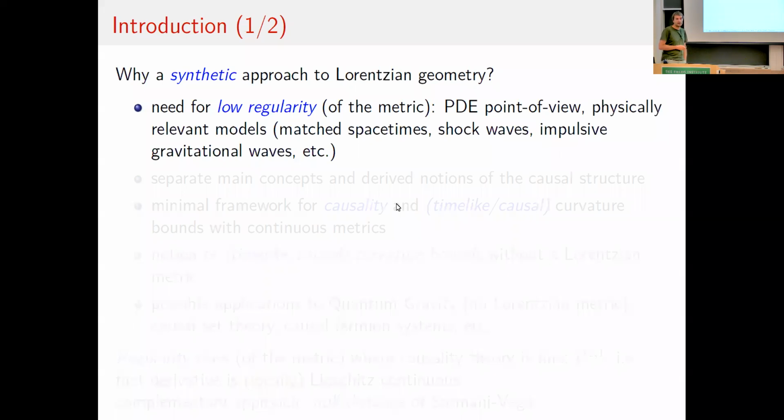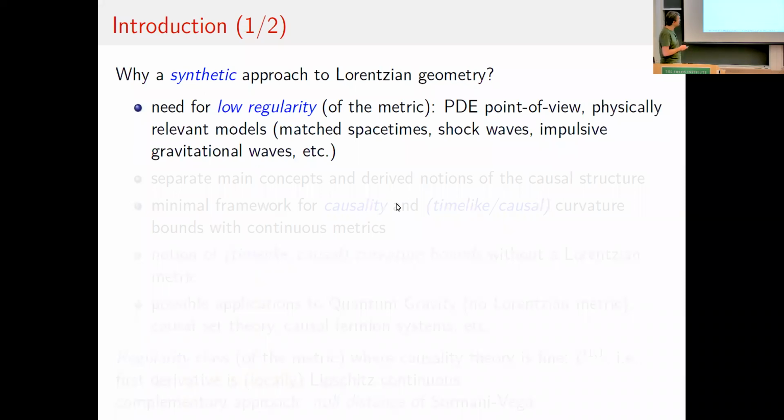On the other hand, there are physically relevant models of space-times where the metric is of low regularity. For example, matched space-times, where you match together regions with different matter content, and if this matter distribution is discontinuous, say for example on the surface of a star, then via the Einstein equations you know that the metric cannot be C2. However, there are even exact solutions of lower regularity, for example shock waves or impulsive gravitational waves. Impulsive gravitational waves in one form have a Lipschitz continuous metric. On the other hand, there's another form which even has a distribution, but still they are physically relevant exact solutions of the Einstein equation.